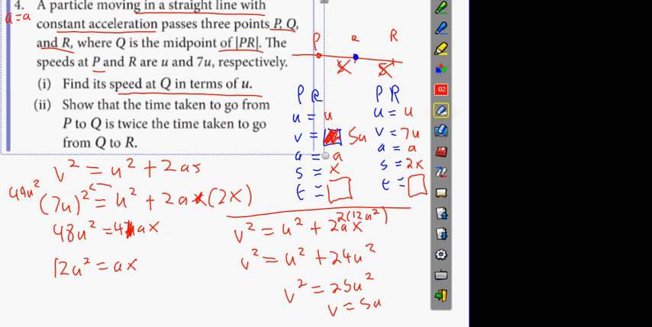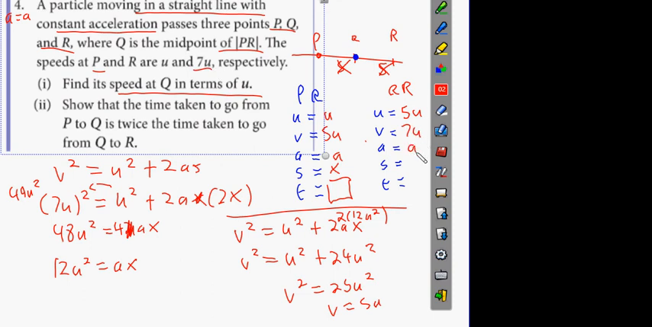So what we're going to do is we'll just get rid of that data set there for a minute, and leave it there. So 5u. So lads, we're going to do QR this time. For QR, what's the initial velocity? We just got it a second ago. 5u. You're going 5u at the end of PQ, therefore you're going 5u at the start of QR. What's our end velocity for this one? 7u. Because when you cross R, you're on 7u.